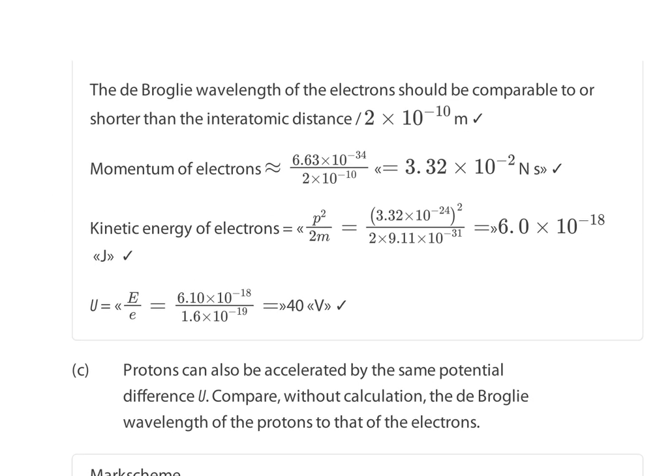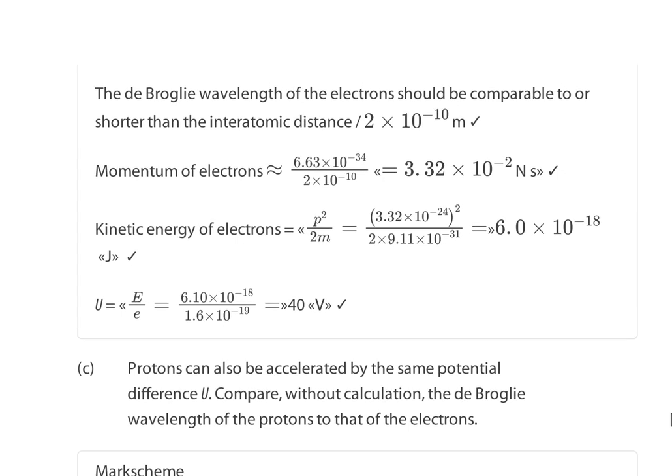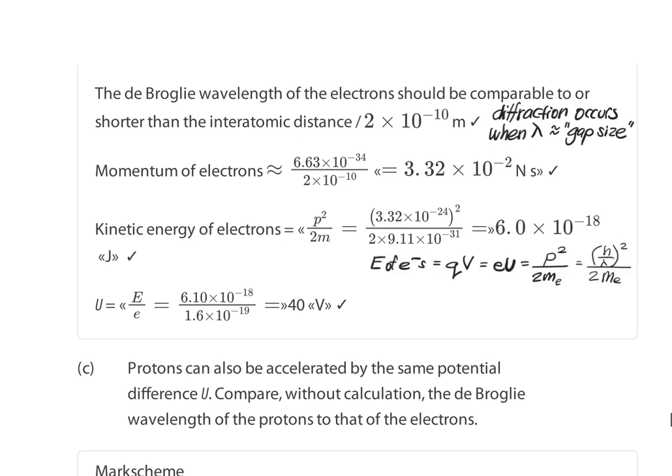Okay, so first of all, it says the de Broglie wavelength of the electron should be comparable to or shorter than the interatomic distance. Why is that? That's true because diffraction occurs when the wavelength is close to the gap size. So the de Broglie wavelength should be close to that gap size of 2 times 10 to the negative 10 meters. There's a couple of steps here, but we want to solve for U, the voltage, and show that it's about 40 volts.